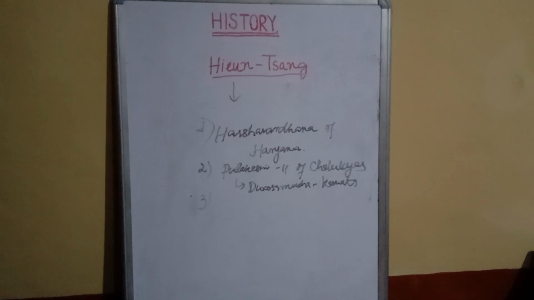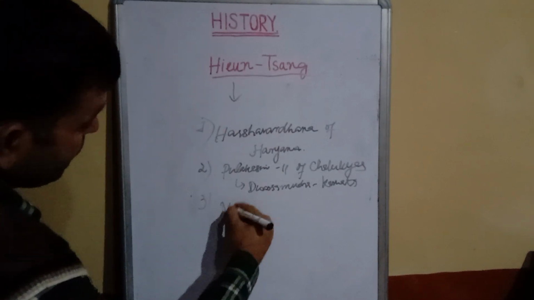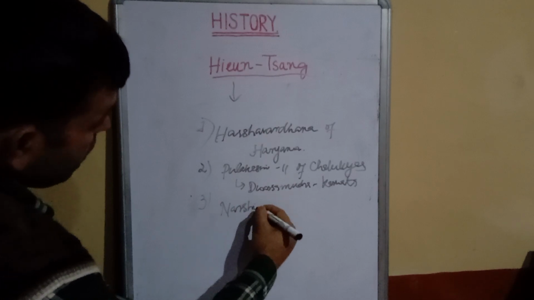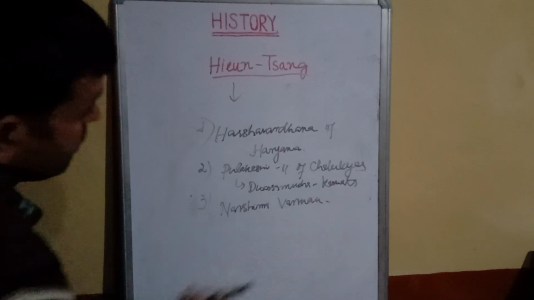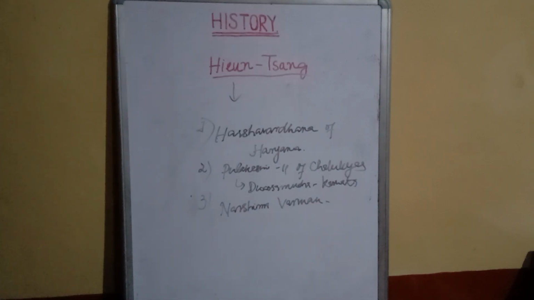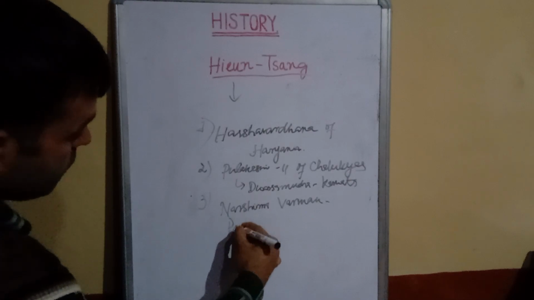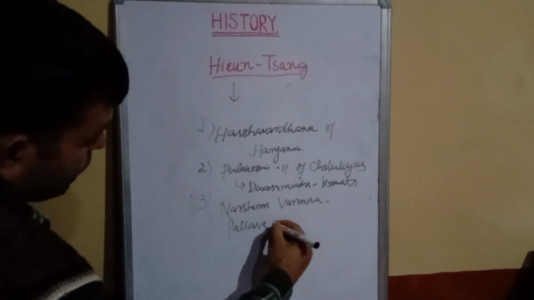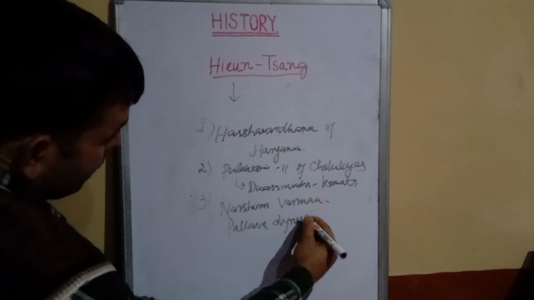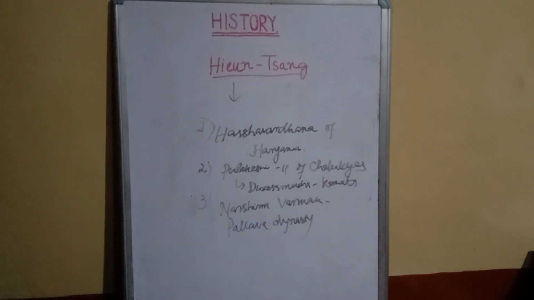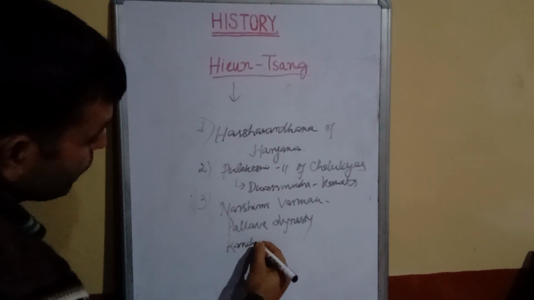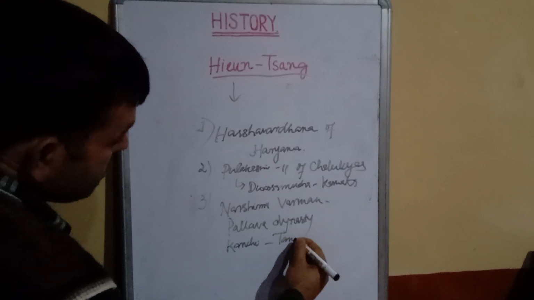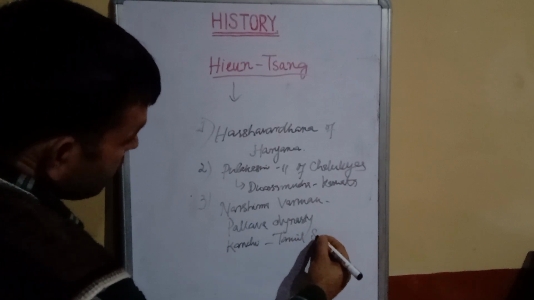Number 3, which this Hieun Tsang met, was Narasimhavarman. This was the king of Pallava dynasty at Kanchi, which is a place in Tamil Nadu. Tamil Nadu means deep South Indian state.